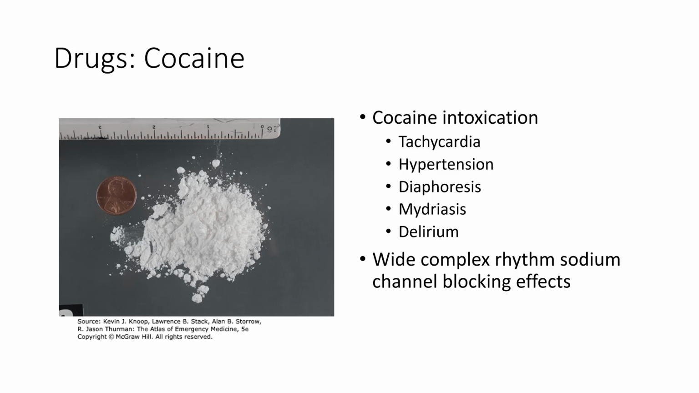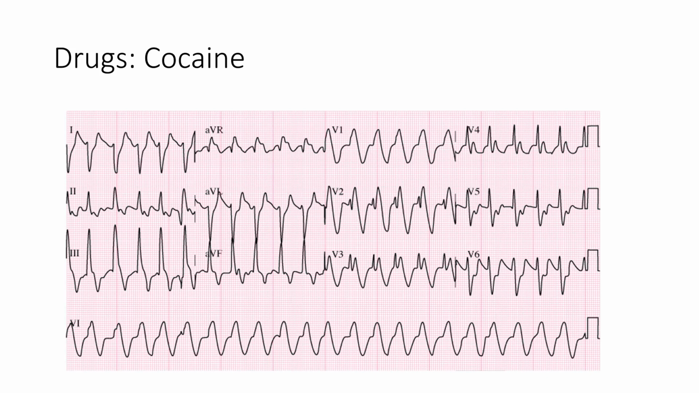Typically, this is going to be a wide complex rhythm with high levels of cocaine, and we're going to see this broad complex tachycardia as a result of the sodium channel blocking effects associated with cocaine, its metabolites, and sometimes its adulterating agents. Here we can see this kind of bizarre wide complex tachycardia. It looks like the rate is going to be around 150. We are not going to be able to find any discernible P waves, so we have a fast, wide complex tachycardia, and so cocaine toxicity should be in our differential.